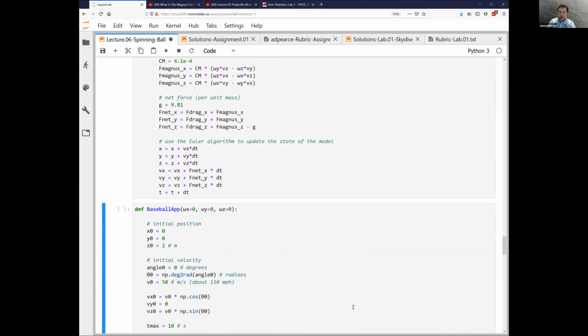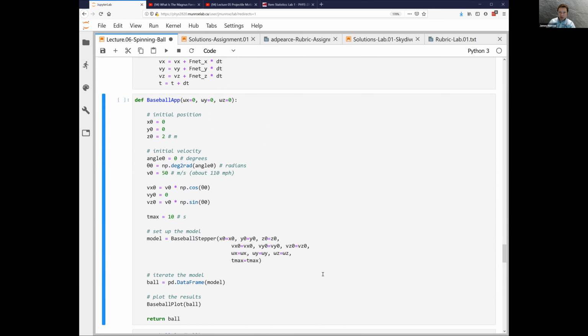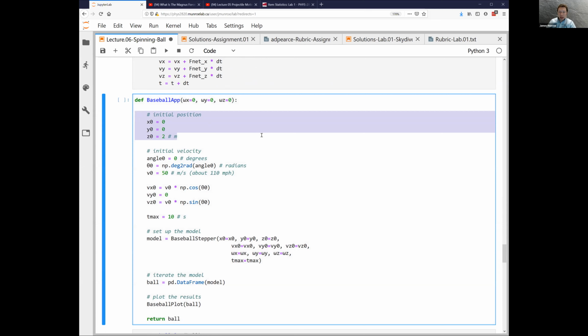I need an application to tie it all together. So something that's going to let me control this program. Let's set an initial position. Well, for a baseball, I don't know. If you're standing on a pitcher's mound, maybe you're about 2 meters off the ground. I need to set the initial velocity. Like we did before, maybe we want to handle the general case of throwing the ball at a certain angle with respect to the horizontal. I'm just going to go with 0, but the code's pretty easy.